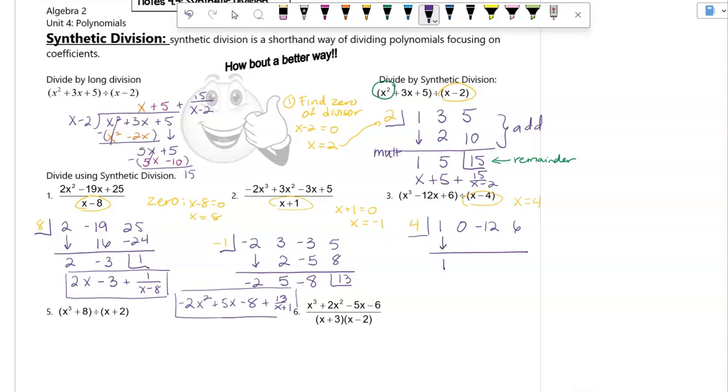So we want to bring that 1 down. 1 times 4, add them up. 4 times 4, 16, add them up. 4 times 4 again, 16 and 6 gives us 22. So let's translate our answer. The 1, 4, and 4 represent coefficients of a quadratic. So x squared plus 4x plus 4 plus 22 over x minus 4.